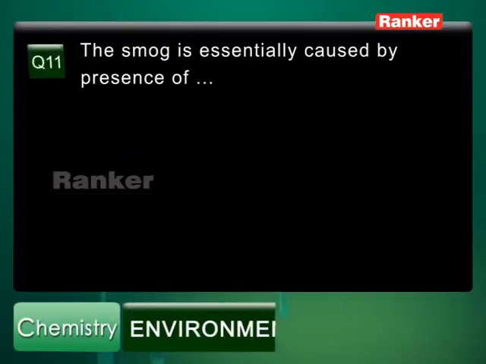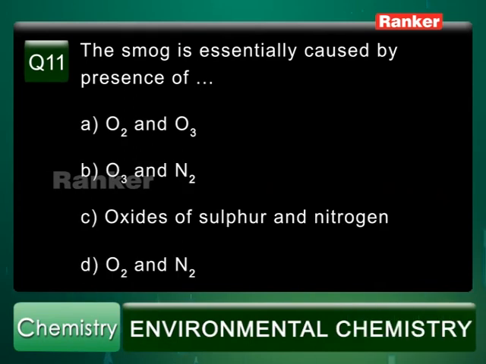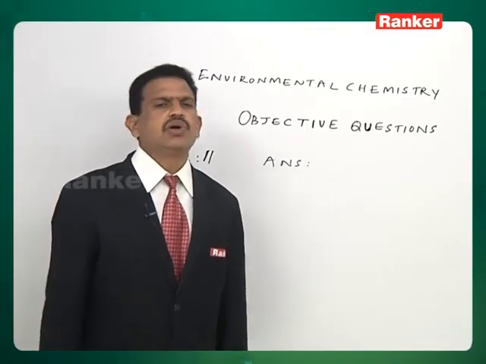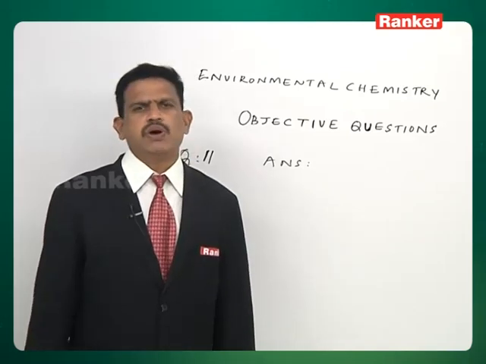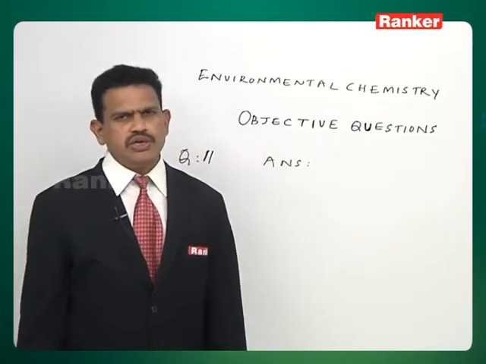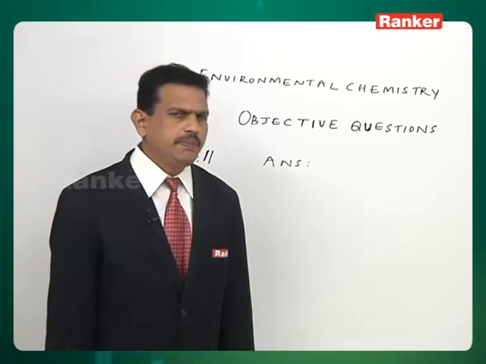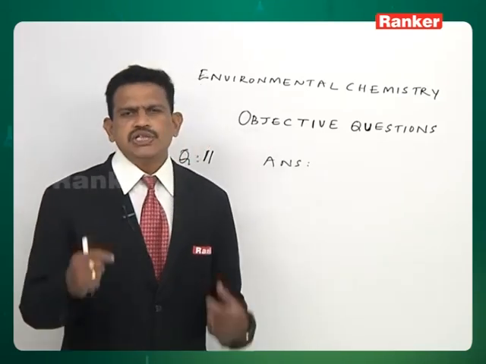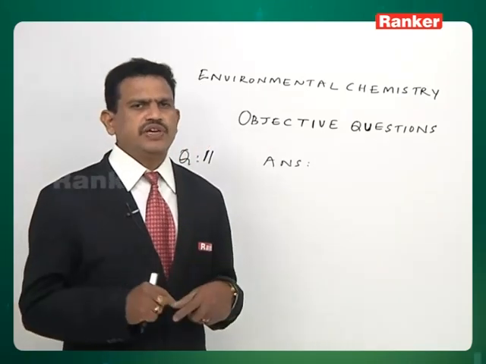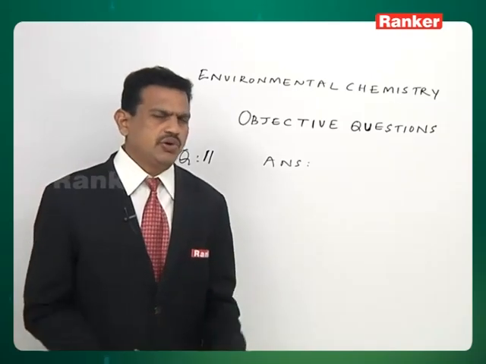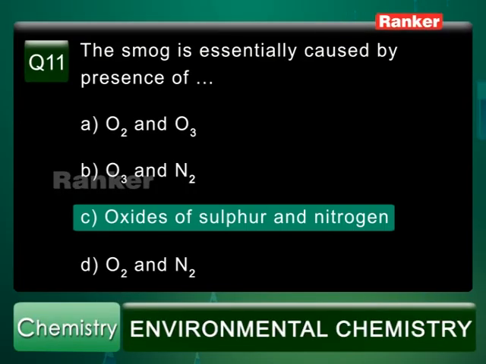Question 11. The smog is essentially caused by the presence of option A, O2 and ozone, B, ozone and N2, C, oxides of sulfur and nitrogen, D, O2 and N2. What is smog? Smoke plus fog is equal to smog. The combination of smoke and fog is called smog. This is what we have discussed in the theory part. Now, smog is essentially because of oxides of sulfur, SO2, SO3, and even nitrogen oxides. So we can go for option C. So for the 11th one, the option is C.